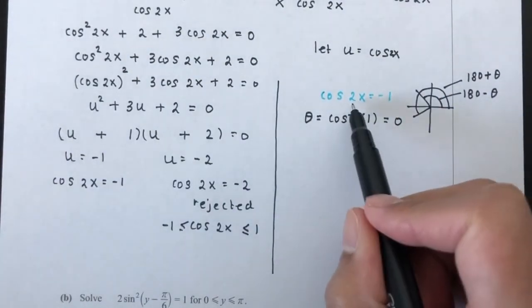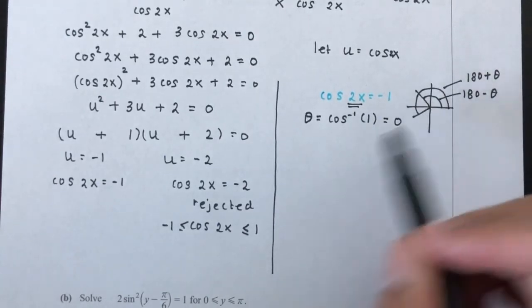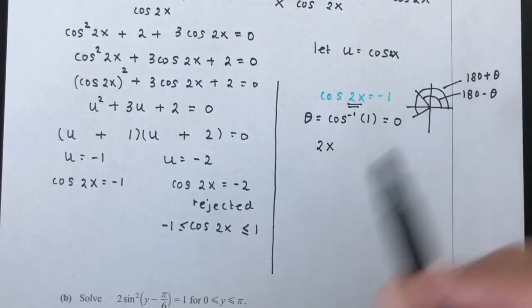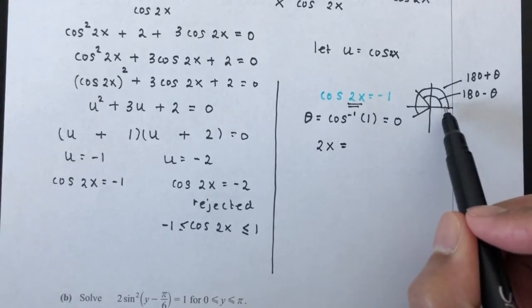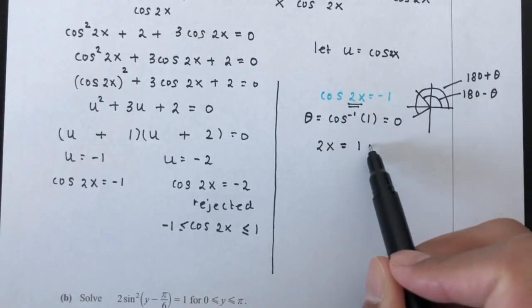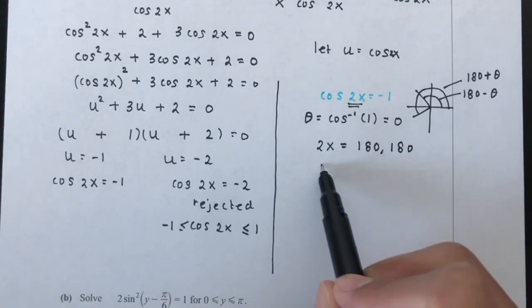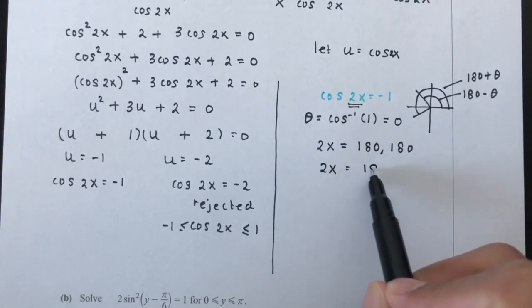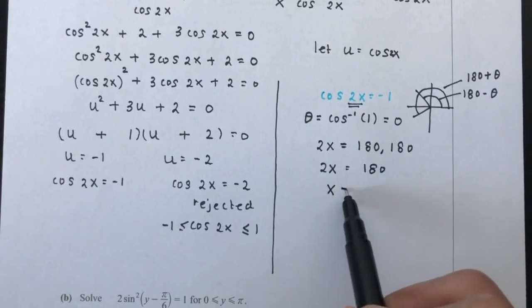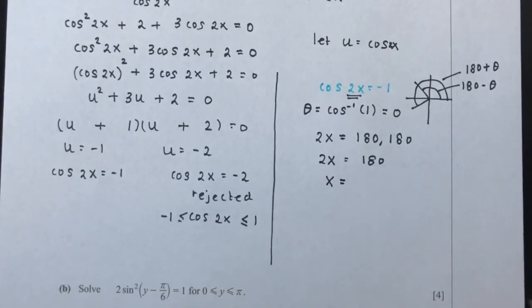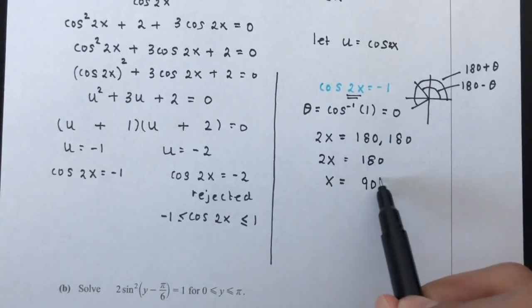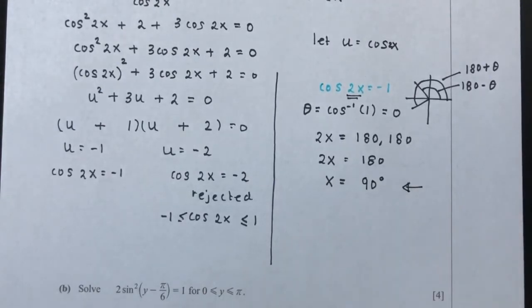If this is 0, we have to use that to find the value. So now 2x will be according to your quadrants. So that will be, first one is 180 minus theta, which is 180. Also the same thing. So we will not take the same value twice. So we know 2x has to be 180. So which means x has to be the value of 180 divided by 2. That should be 90 degrees. Okay, so that will be.